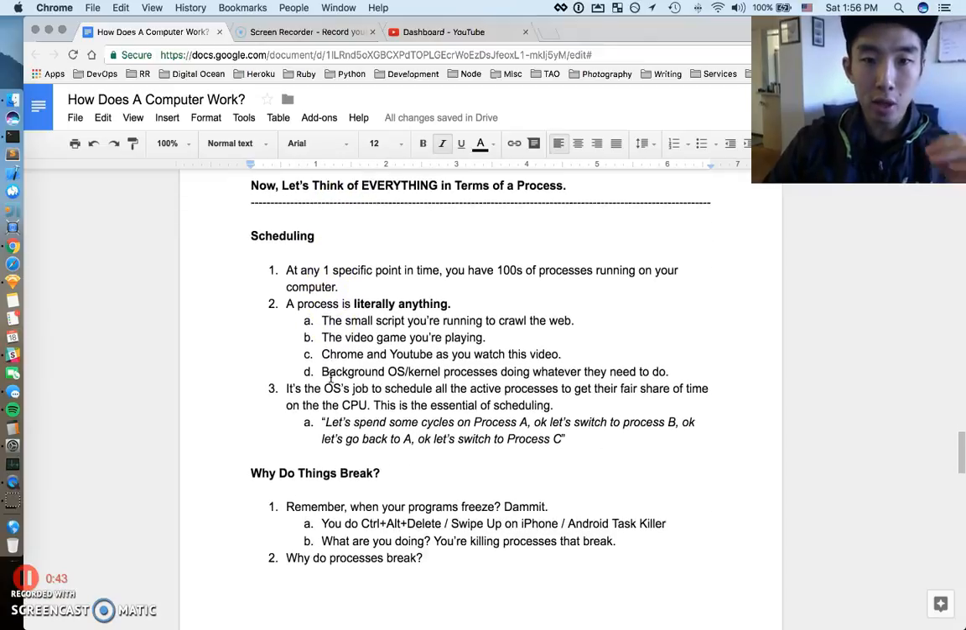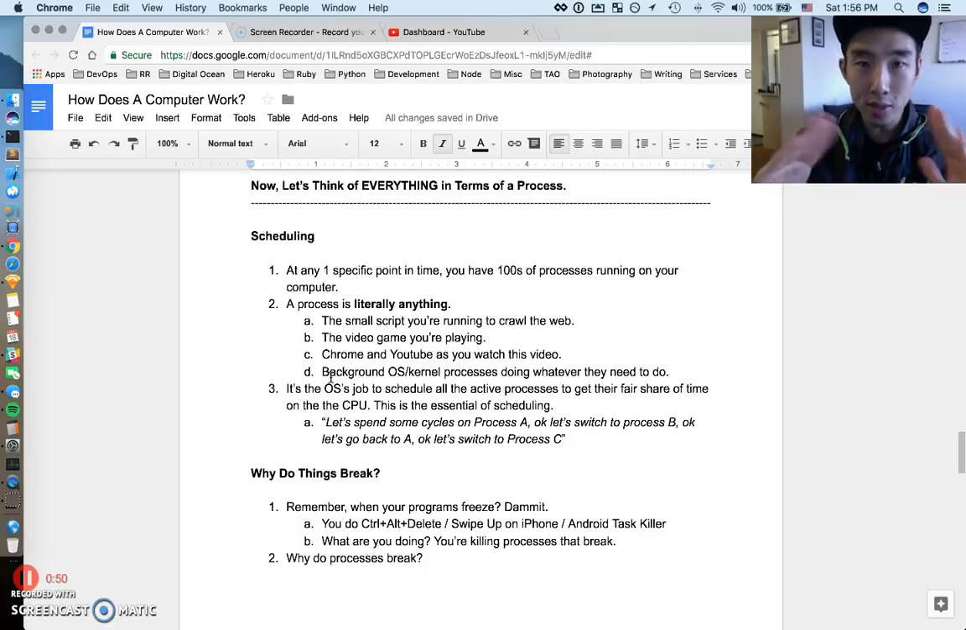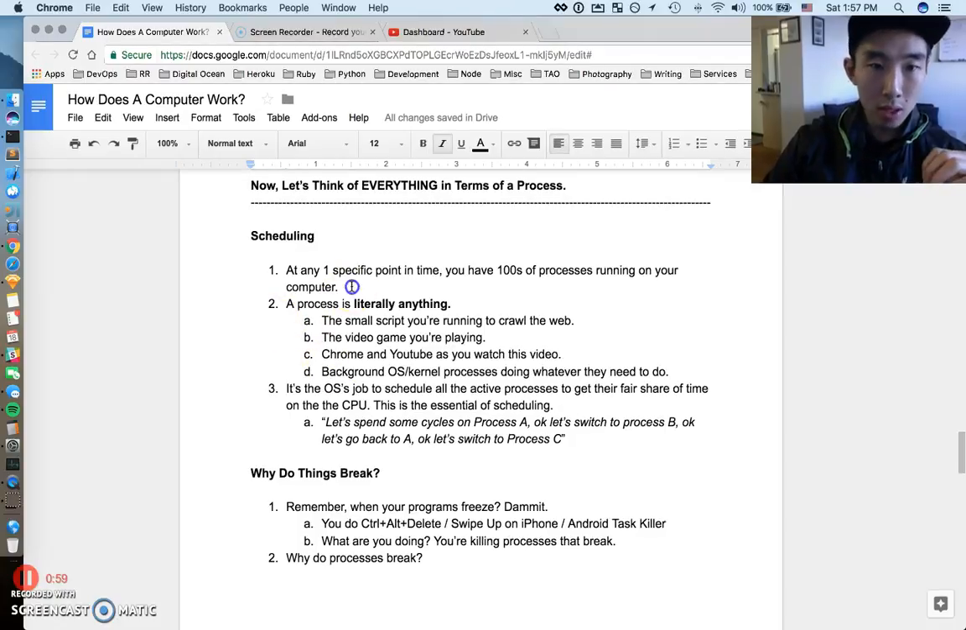And now we're going to talk more in terms of software and what the operating system is doing. Hopefully you guys have grasped how the CPU is connected in all of this. Now let's talk about what the OS is doing to get all these processes scheduled and executed. So, scheduling. Let's talk about scheduling first.